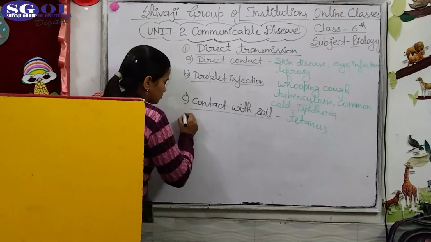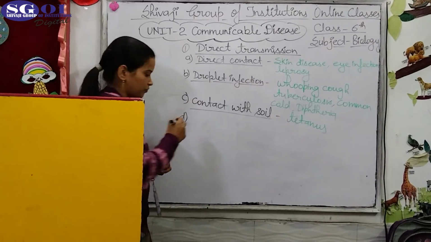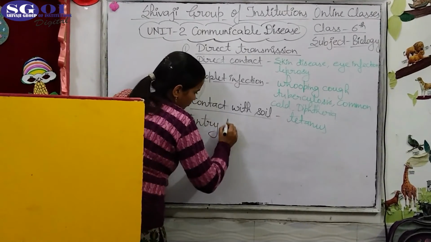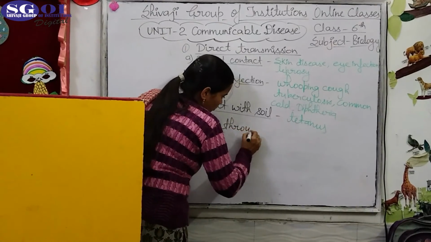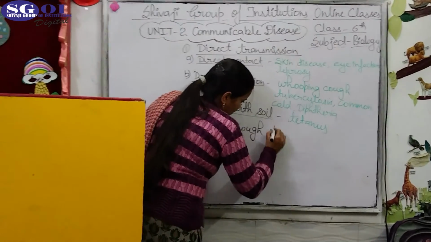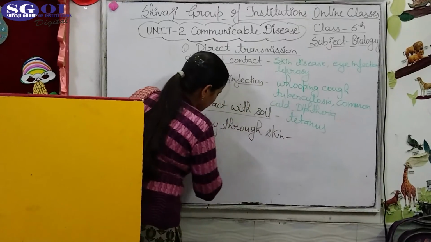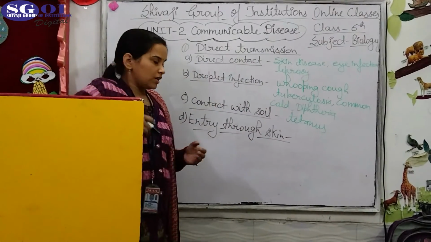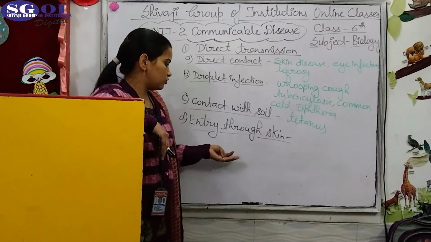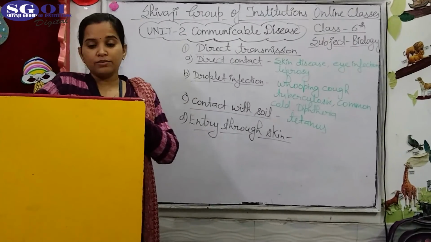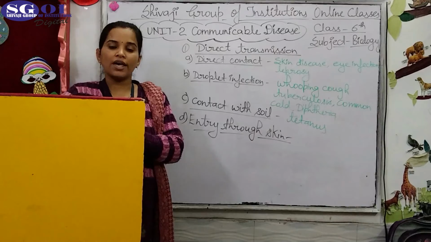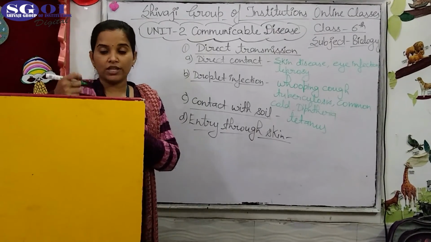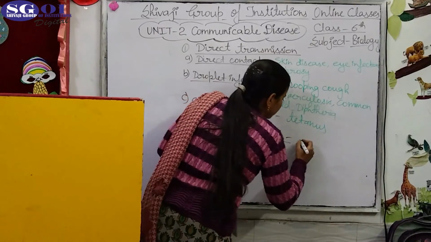Next disease, entry through skin. The diseases which are transmitted by the organism, by the pathogen, through direct entry through the skin. Sometimes the microorganisms may be introduced directly into the skin and they cause the disease. For example, rabies virus.